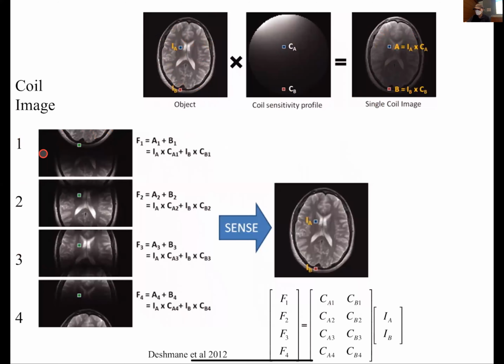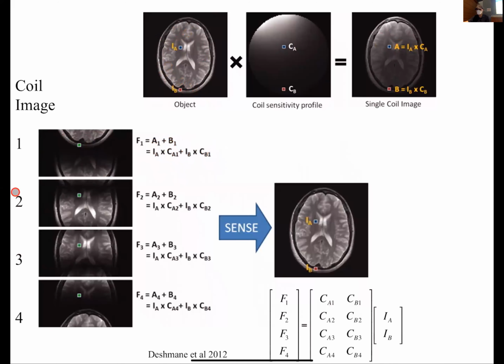And now I'm undersampled such that these guys lie on top of each other. Okay. So the value of this voxel is actually A plus B for the first coil. So A1 plus B1, which is just equal to the original value I_A times the coil sensitivity from the A coil plus I_B times the sensitivity from the B coil. All right. So basically, each of these alias voxels is the sum of 2 voxels coming from different locations, but multiplied by different coil sensitivities.